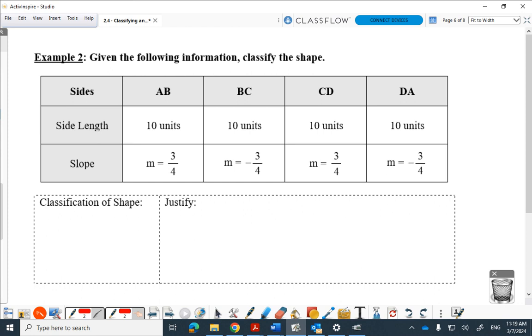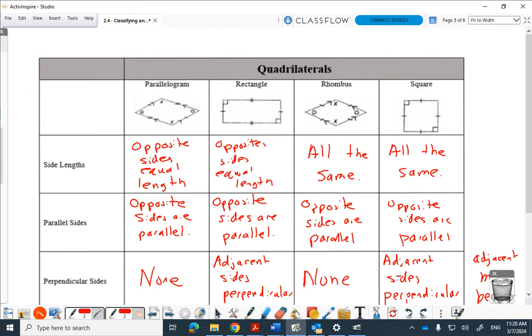It's at least a parallelogram. Two opposite sides are parallel. So it's at least a parallelogram. But is it a rhombus? To be a rhombus, all the sides have to be the same. Are the sides the same? Yeah, so this is a rhombus. True, it's a parallelogram, but more specifically, it's a rhombus. All sides are the same.